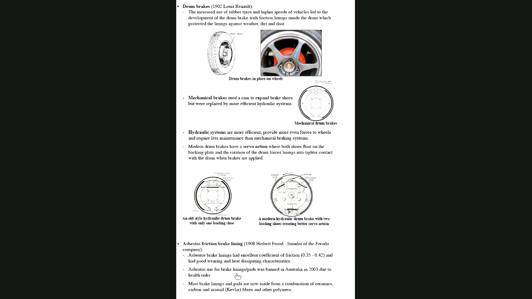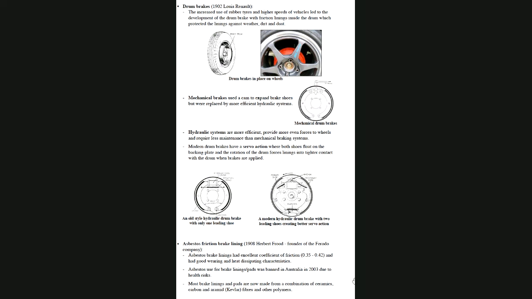And so it was banned in 2003. So most brake linings now are very secretive. The compositions are very secretive, and they're made from a combination of ceramics, carbon, and Kevlar fibers and other polymers, generally in a matrix of epoxy resins and other sorts of resins.